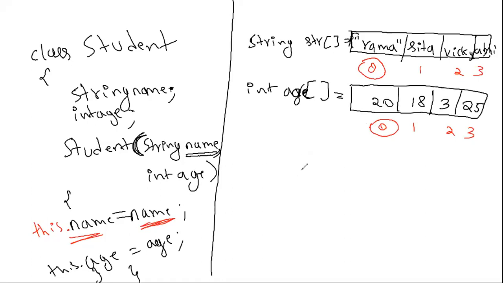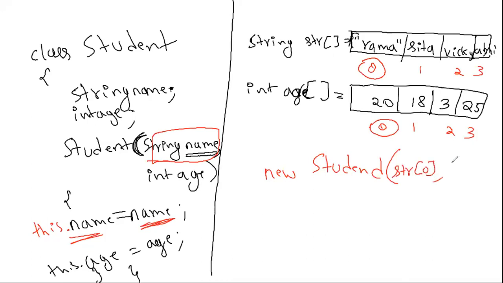So what I have to write is the new keyword. Then there is a constructor. What's the constructor name? Student. Inside the constructor, what's the first parameter? String type parameter. So I have to pass str of 0 here. Then I have to pass age of 0. This is what you have to pass in the constructor. As soon as you write the new keyword, a new object is created.